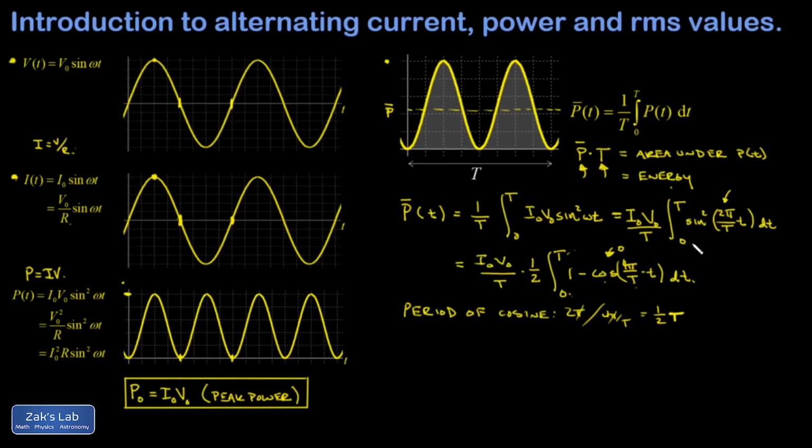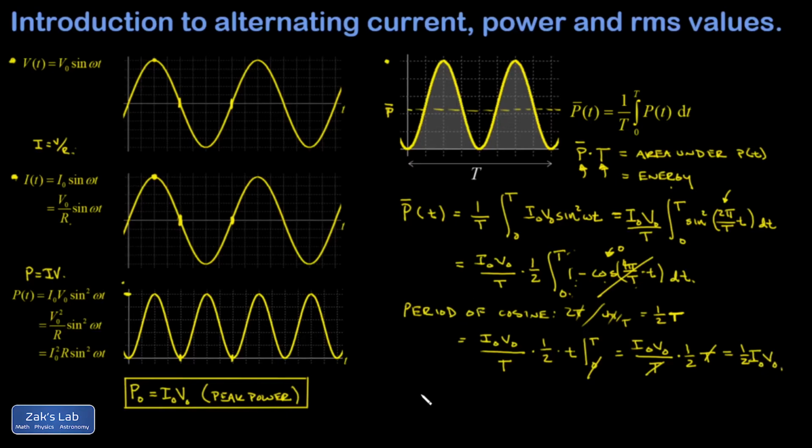Go ahead and check against that by guessing the antiderivative. That would be the sine of 4 pi over capital T times little t multiplied by big T over 4 pi. When you evaluate that across the endpoints, you're going to get 0. So that piece is done. And out in front, I have I naught V naught over capital T. And there's a 1/2 tagging along. The antiderivative of 1 is just little t. You evaluate from 0 to big T. The lower limit vanishes, and I get a capital T out of this. Capital T's cancel, and I find out that my average power output is 1/2 I naught V naught.